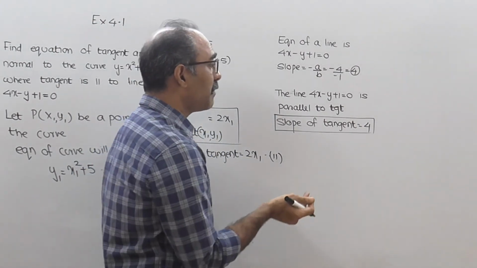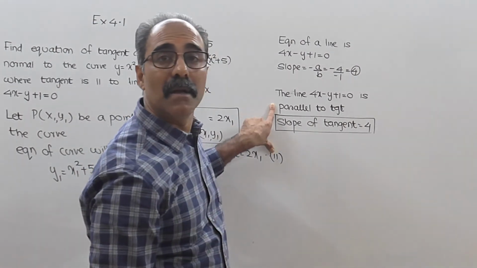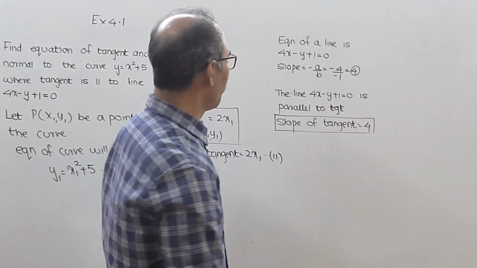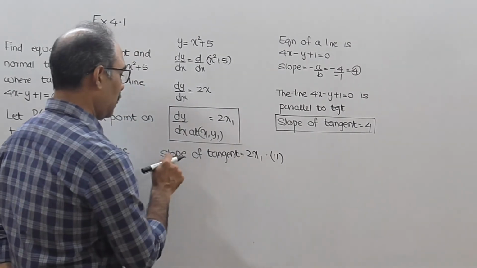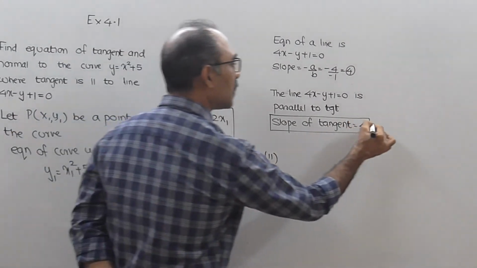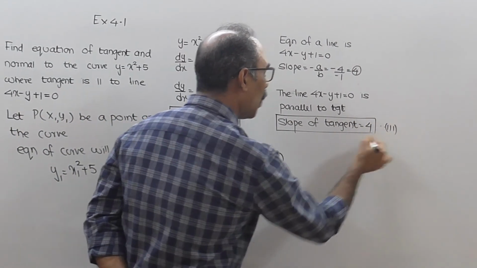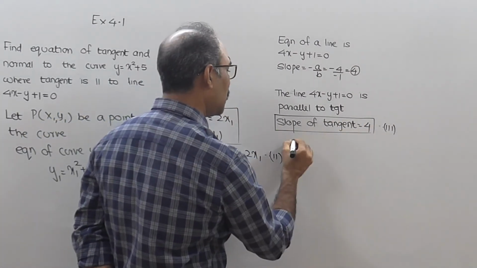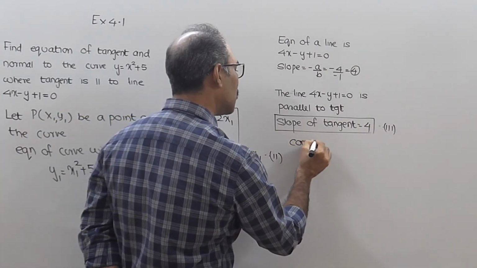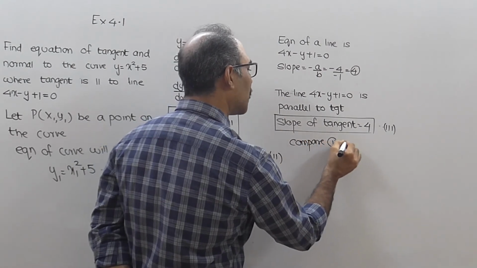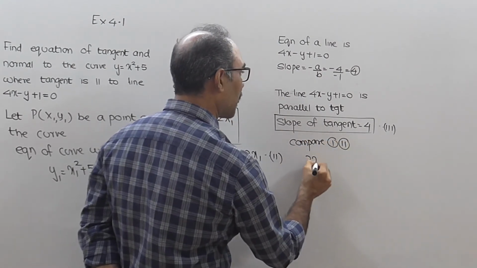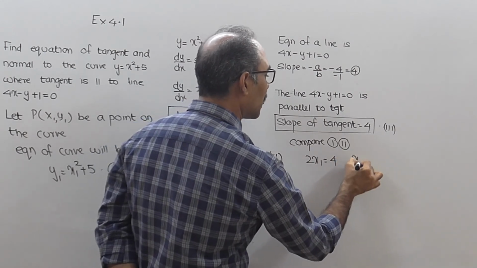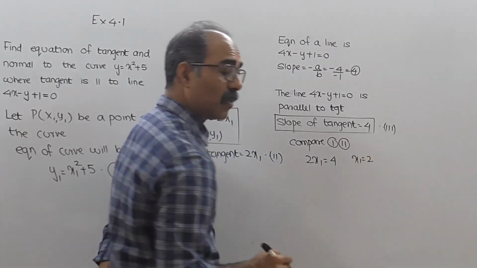So, what is the line parallel to it? The line parallel to it is the tangent. So, the slope of the tangent will also be equal to 4. So, can I say that this is the slope of the tangent? 2 also shows the slope of the tangent. 3 also shows the slope of the tangent. So, what I will do is, I will compare 1 and 2. If I compare 1 and 2, I get 2x1 equal to 4. So, I get x1 equal to 2.